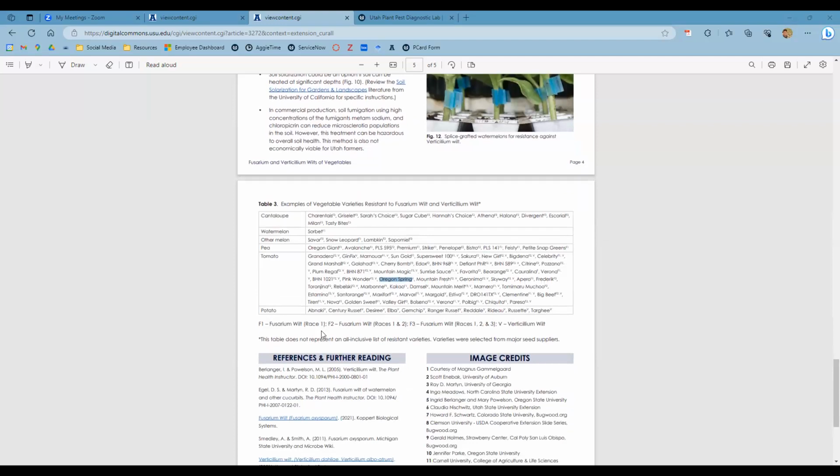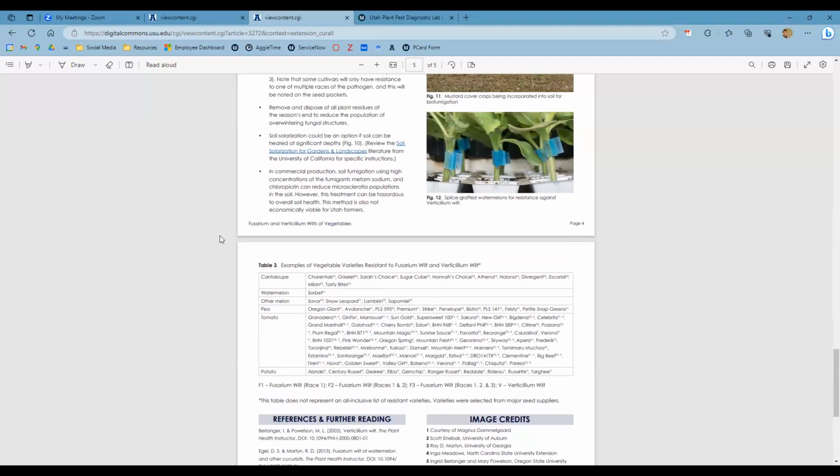And Claudia was mentioning different resistant varieties. So we did put together a table where we list some that are resistant to the different races of Fusarium wilt. So you can see we have quite a few options for tomatoes. So if it's something you have a problem with, I think this would be your number one go-to, is just planting something that's resistant.